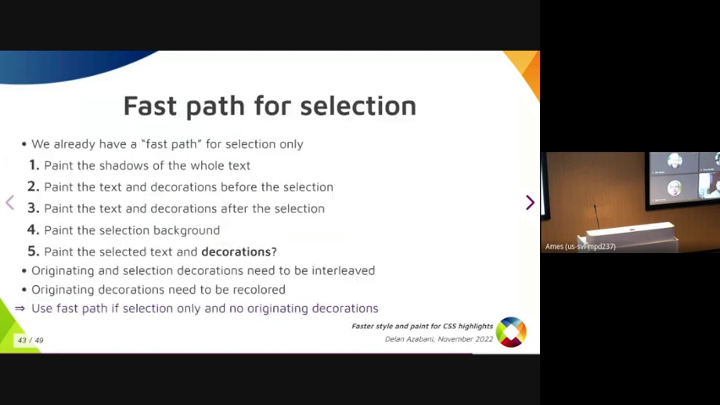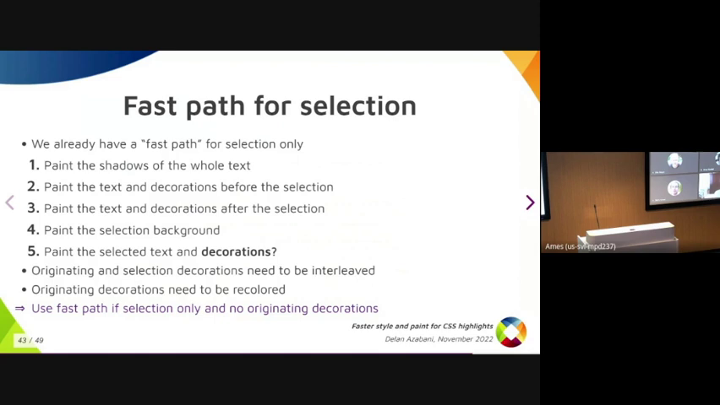For selection, we have a fairly easy optimization that pretty much boils down to falling back on the old code, which was fairly well optimized and can even do some things that the other highlights haven't even implemented yet. The old code worked by painting the originating shadows, then the text and decorations that go before the selection, then the part that goes after the selection, and finally, painting the selection background and the selected text.